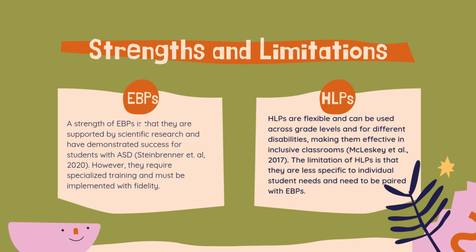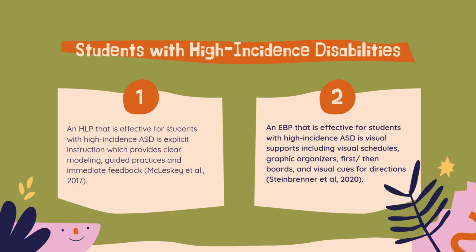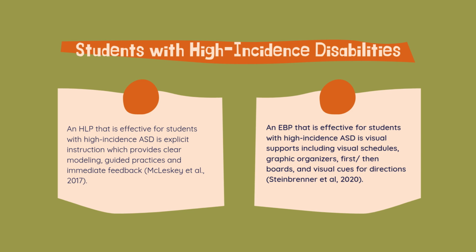The limitation of HLPs is that they are less specific to individual student needs and need to be paired with EBPs. An HLP that is effective for students with ASD is explicit instruction, which provides clear modeling, guided practice, and immediate feedback. An EBP that is effective for students with ASD is visual supports, including visual schedules, graphic organizers, first-then boards, and visual cues for directions.